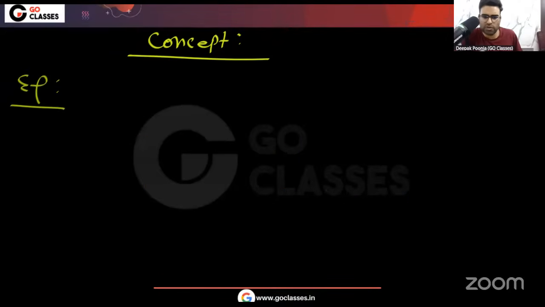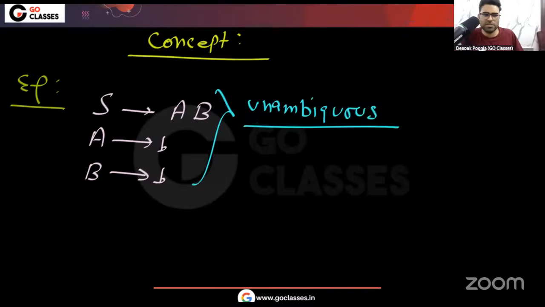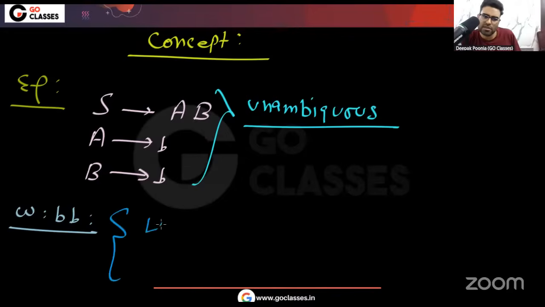I can give you a very easy counterexample. Consider this grammar: S goes to AB, A goes to b, B goes to b. You can easily notice this is unambiguous. Yes or no? This grammar is unambiguous. But still, for this string w, bb, I can give you a leftmost derivation and a rightmost derivation, and both will be different.